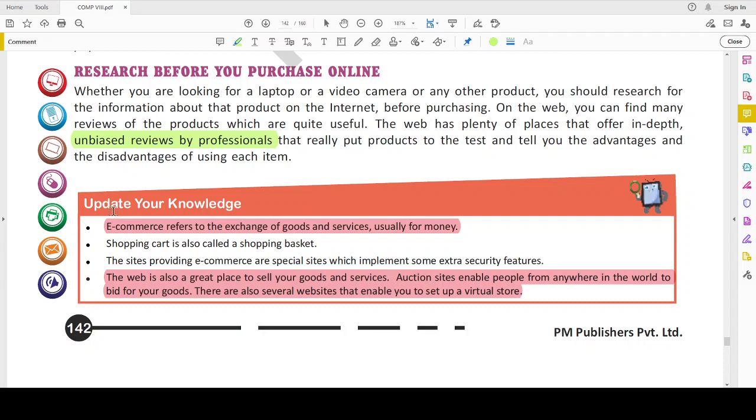Some updates on your knowledge. E-commerce refers to the exchange of goods and services, usually for money. Shopping cart is also called shopping basket. The sites providing e-commerce are special sites which implement some extra security features. The web is also a great place to sell your goods and services. Auction sites enable people from anywhere in the world to bid for your goods.